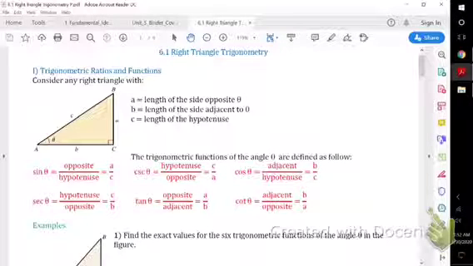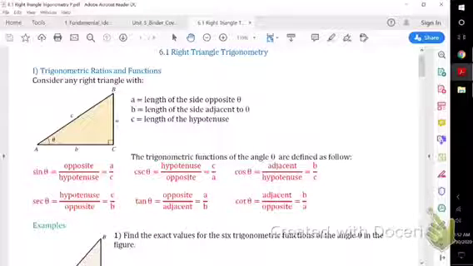Okay, chapter 6 talks about the applications of trigonometry. And so we start out with 6.1, which is right triangle trigonometry. A lot of y'all will remember this from either geometry or algebra 2, some of it. So let's go ahead and get looking at it. Part 1 here talks about the trig ratios and functions.